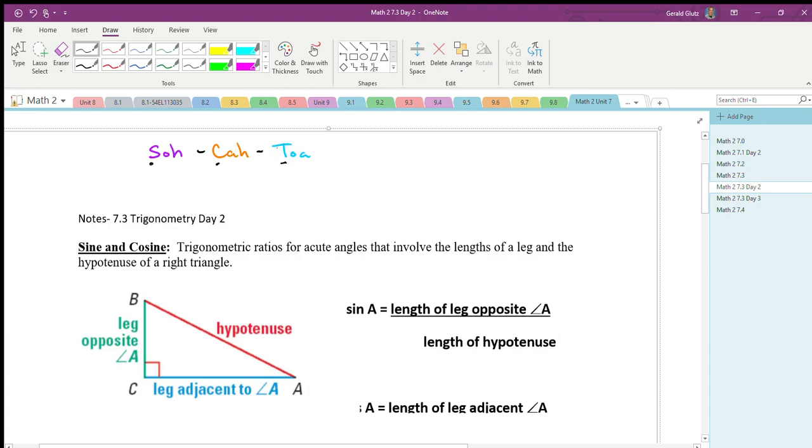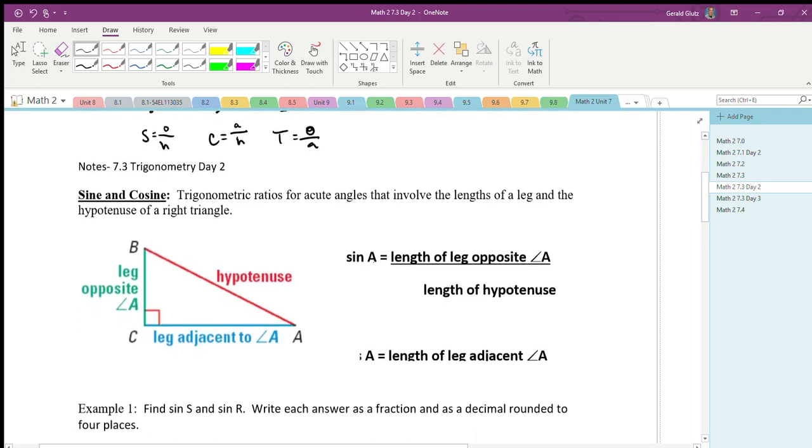So remember, tangent is equal to opposite over adjacent. Cosine is going to be equal to adjacent over hypotenuse. Sine is going to be equal to opposite over hypotenuse. So this thing will really help you remember all of these trig functions, because if you don't use this, it's going to be really hard to remember.